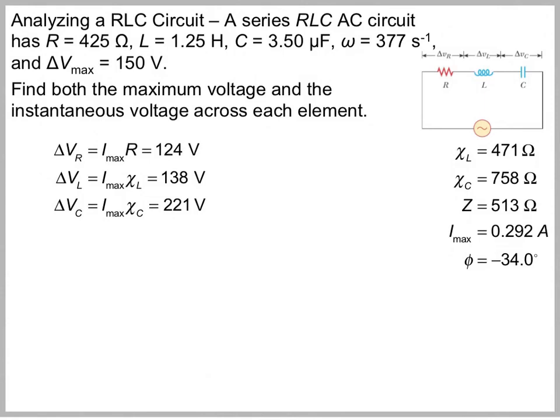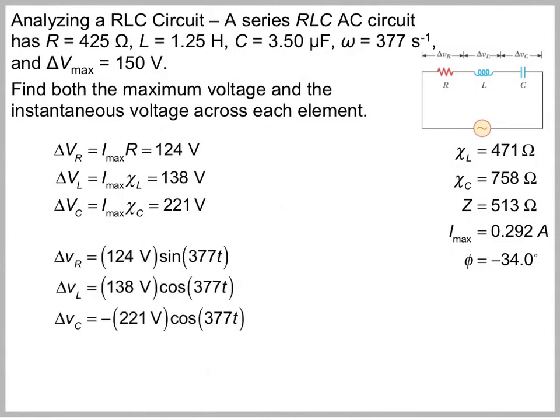So then the instantaneous voltages are going to be the maximum voltages, and for the resistor it's in phase with the AC source, so it's just sine of omega t. The inductor leads it, so it's cosine of omega t, and the capacitor lags it, so it's minus the max cosine omega t.